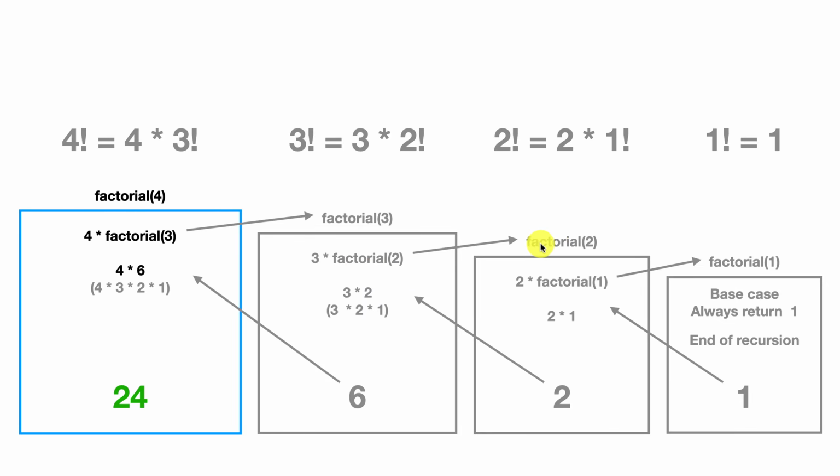Then this subproblem, factorial of 2, is just 2 times the factorial of 1. So now we need to solve the subproblem again, factorial of 1, which then hits our base case. So this subproblem is solved, so then we use its value in the subproblem that called it. So 2 times 1 is 2. So then we return this value to the subproblem that called it, which is the factorial of 3 subproblem. And we do 3 times the value of 2, which is just 3 times 2 times 1, which is exactly the factorial of 3, which gives us 6.